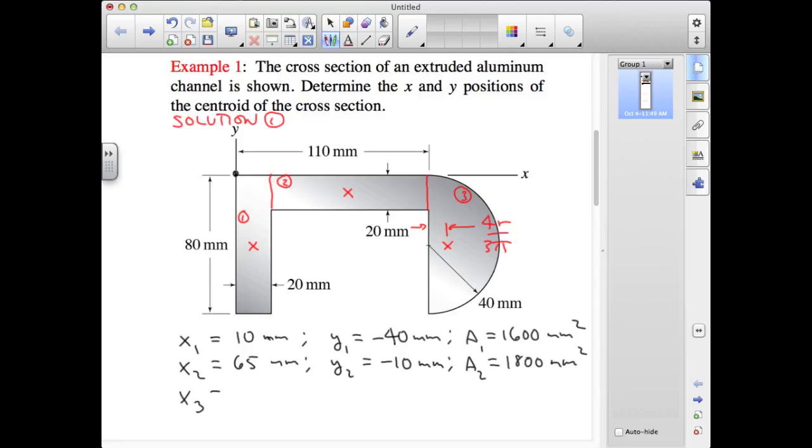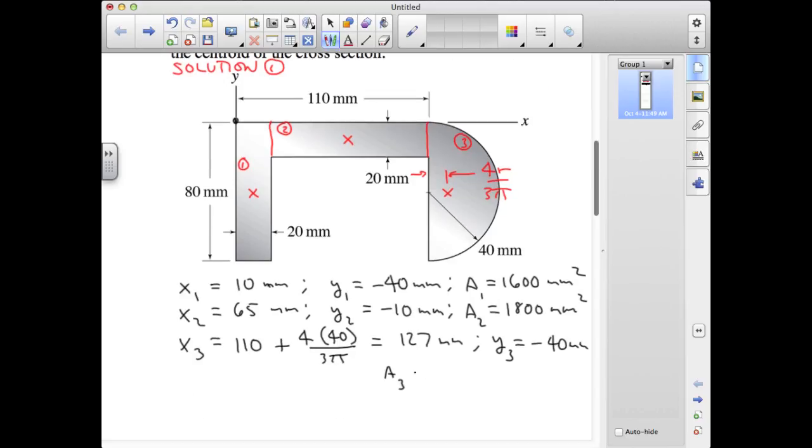For the semicircle, we have to cross the width of both of these rectangles, so we've got to go over 110 millimeters before we add on the 4r over 3 pi. So its x coordinate is 110 millimeters plus 4 times its radius, 40 millimeters, over 3 pi. And that number turns out to be 127 millimeters. Its y value is just the center of the semicircle, which is minus 40 millimeters from the origin.